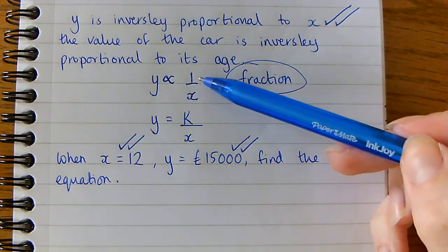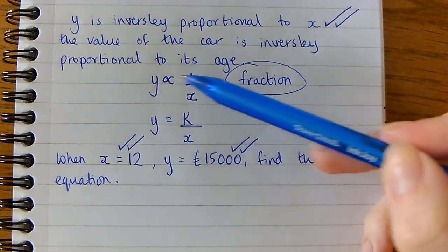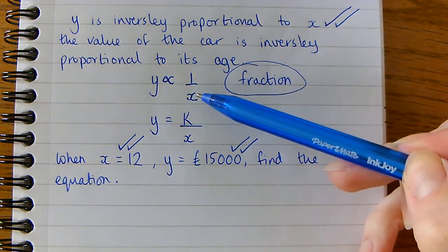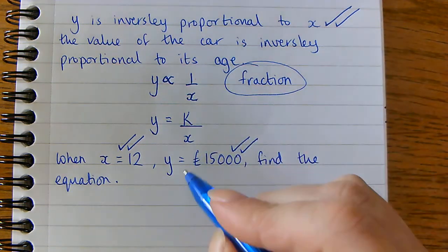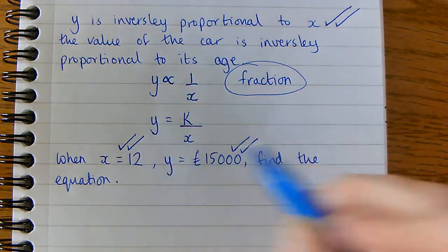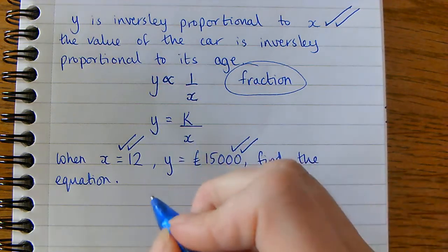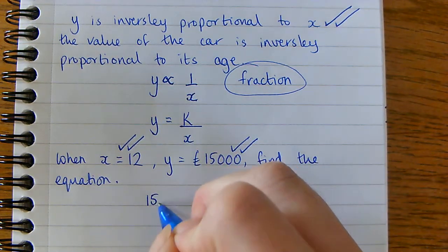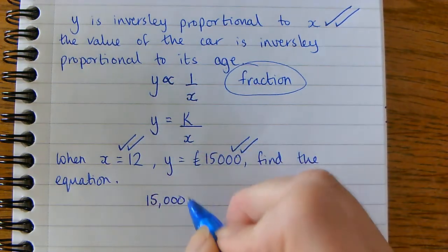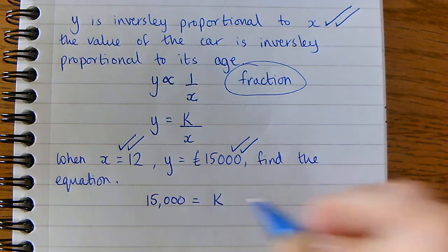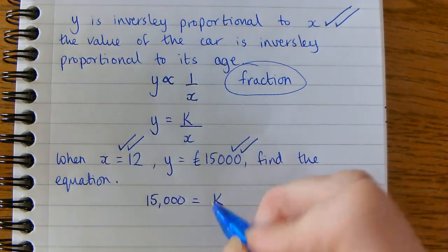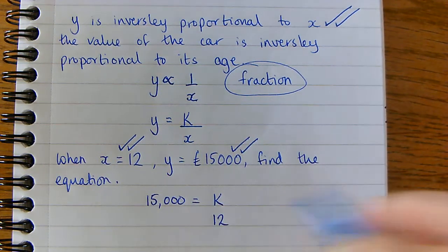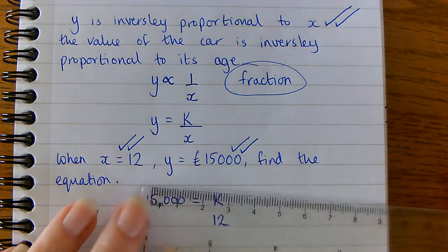So I started off by describing this relationship as an inversely proportional one. I've started to look at how I might write it as an equation, and now I'm going to substitute the values in. So y is 15,000, so I'm substituting that in there. I don't know what the constant of proportionality is, I need to find that out. So how much is it dropping by each year in this case? And then when x is 12, that's what I get there.